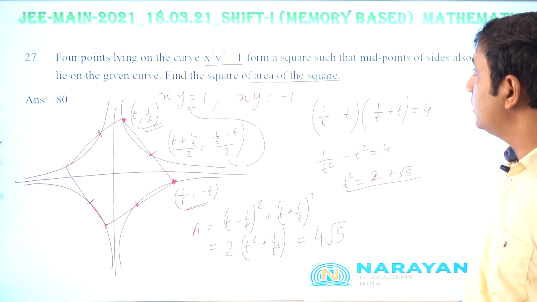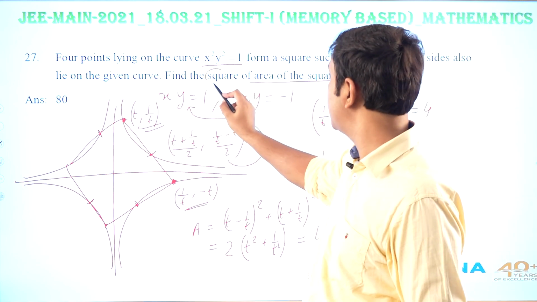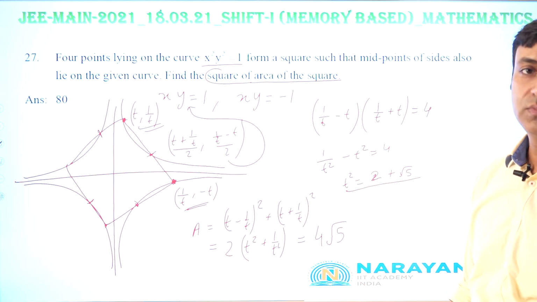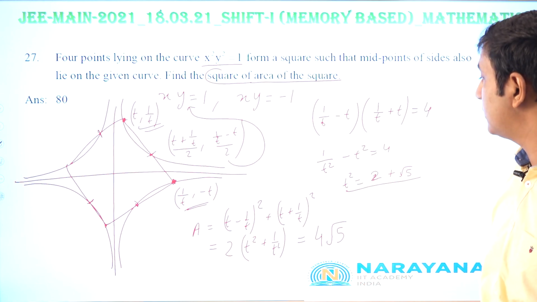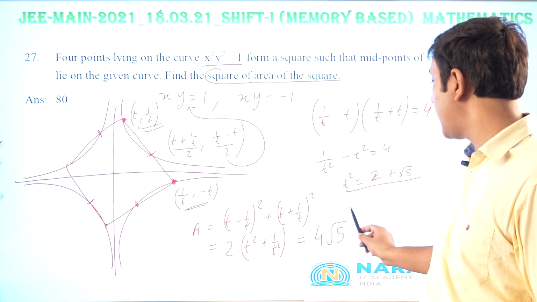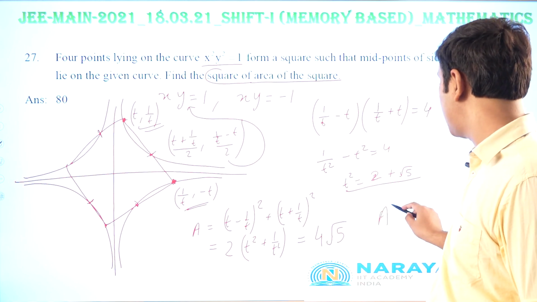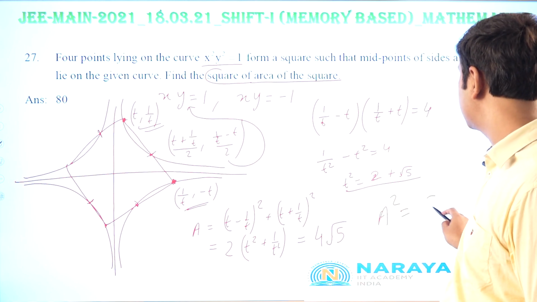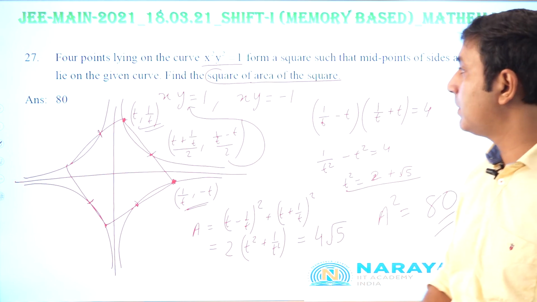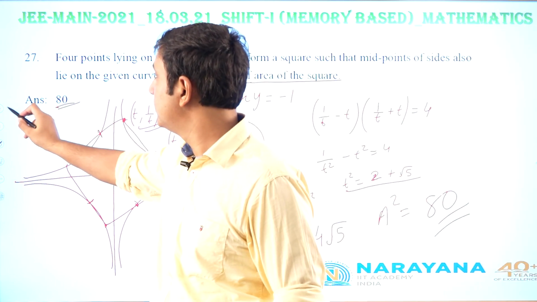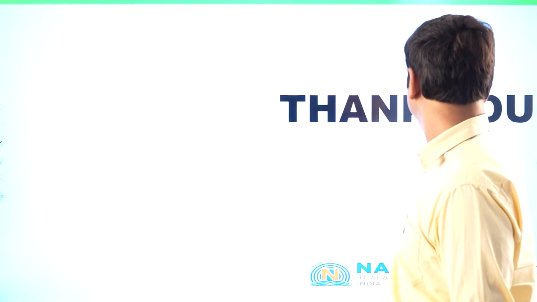But we have to report the square of the area. We shouldn't forget, we have to report the square of the area. So we'll report square of this number. So this square will come out to be (4 root 5) square, which is 80. We'll mark that. We'll move on to the next question.